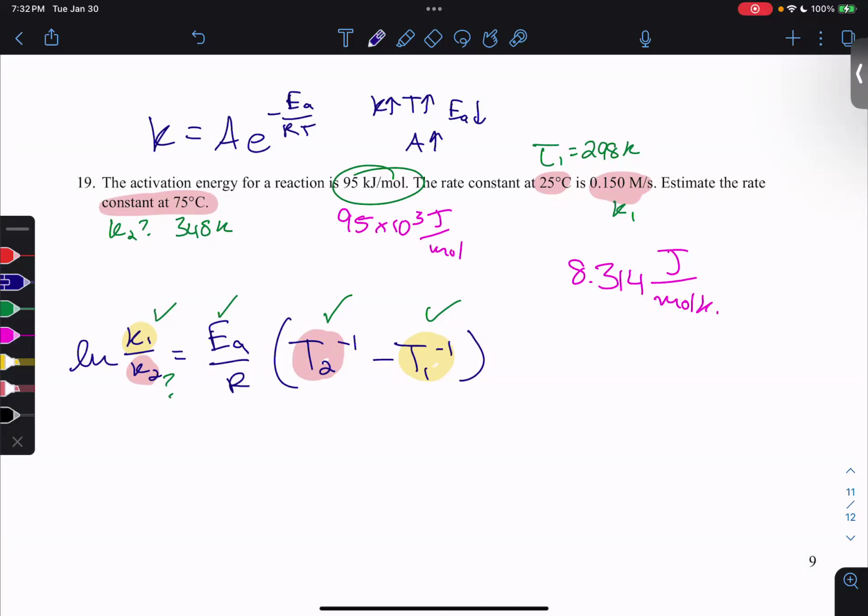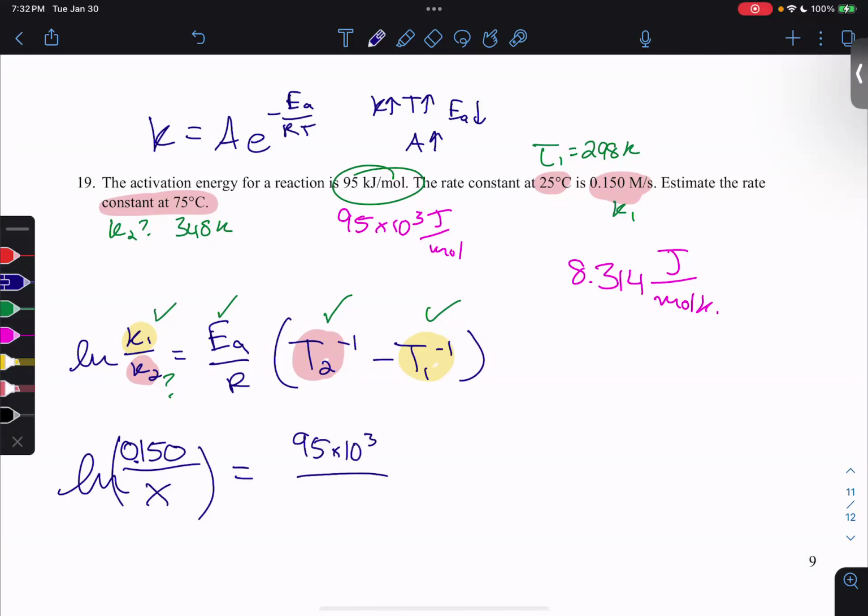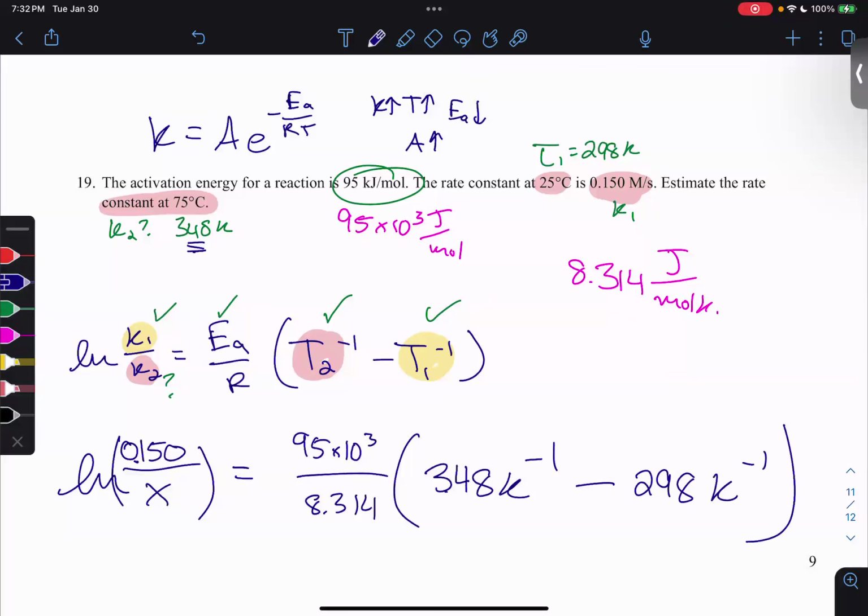So putting this all together, it's natural log of 0.150 molarity per second over X. I'm solving for k2, equals 95 times 10 to the 3 over R, 8.314, times T2. So be very careful of your temperatures. T2 I defined as the high temperature one. So 348 Kelvin to the -1 minus the lower temperature one, 298 Kelvin to the -1. All right. So there's one variable, we can solve for it.